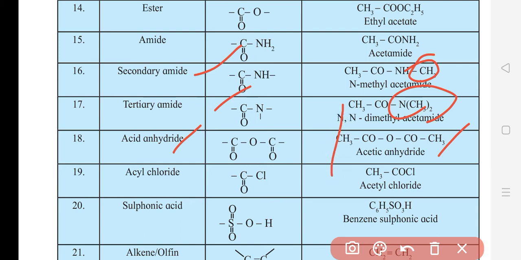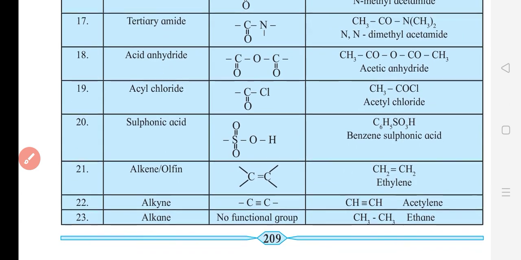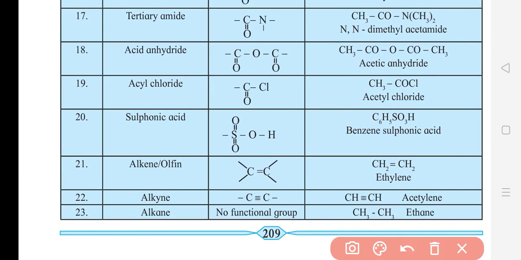Then acyl chloride, which has COCl as a functional group. Then sulfonic acid. Look at this, SO3H, this is a sulfonic acid. SO3H which will be attached. तो ये देखो यहाँ पे किससे अटैच है? C6H5 से अटैच है, बेंजीन sulfonic acid.